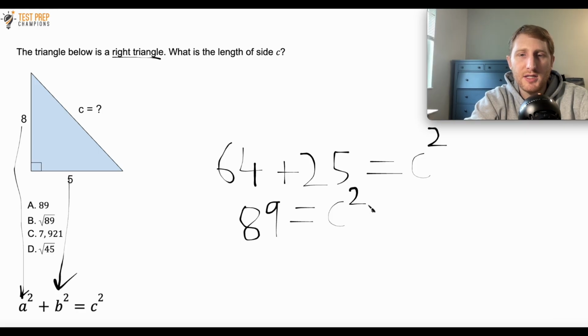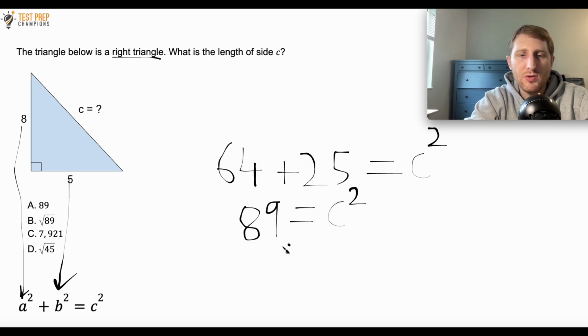We want to just find c. So how do we finish out here? Well, one common mistake that a lot of test takers will make in this scenario is they'll think that in order to get c, you have to square 89. And if you did this, absolutely no worries. Don't feel bad at all because it's a very common mistake I've seen over the years.